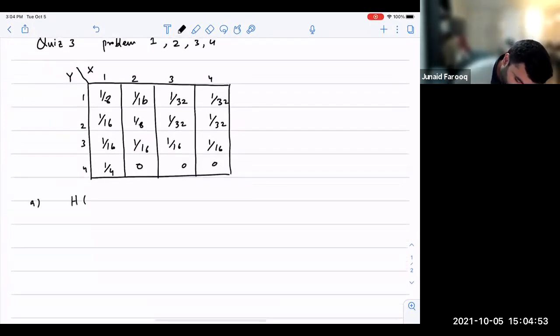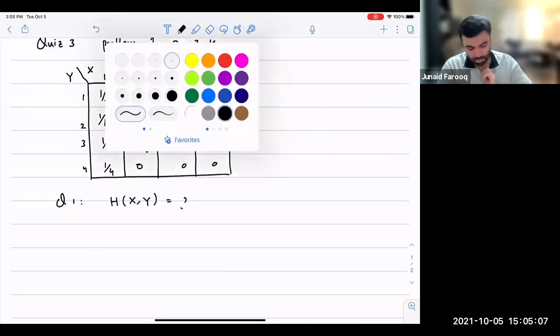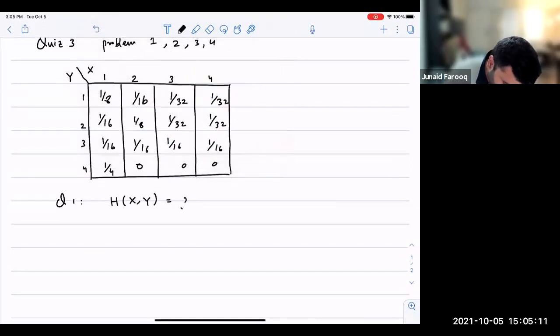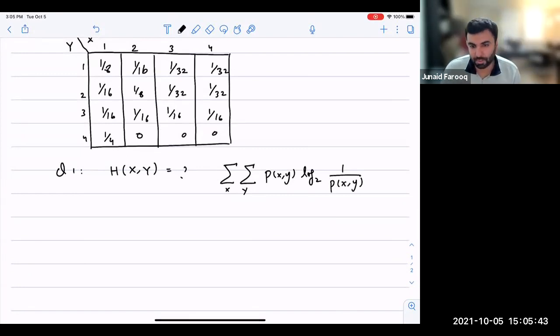So I'll say Q1. There are several ways you could have done it, but since you have all the probabilities, you could simply use the formula for the joint entropy and find out what H of X and Y is. That would have been just a double summation: the sum over x and y of p of xy, log base 2 of 1 over p of xy, right? So that could have done the trick.